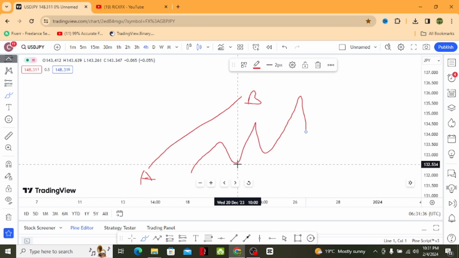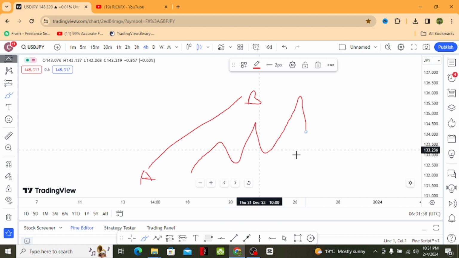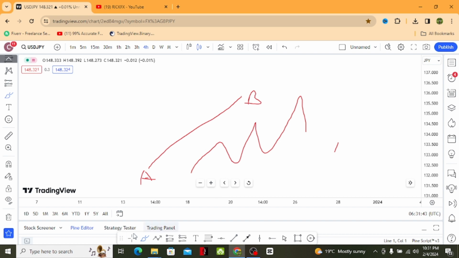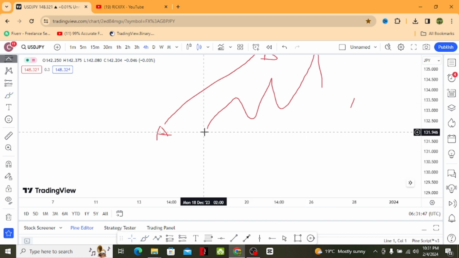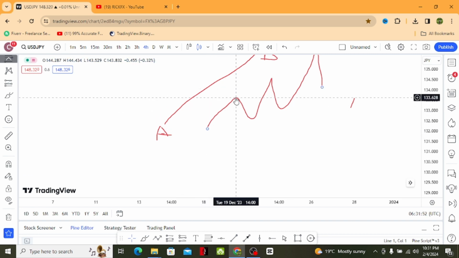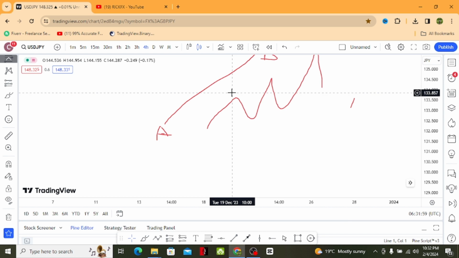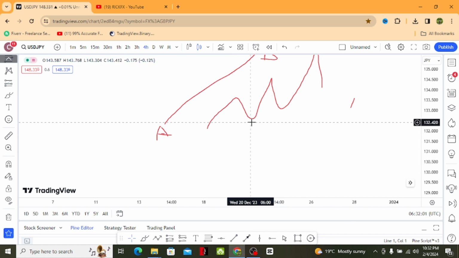Let me use this as point A. Okay, this is our point A. So the market is going to move to point B and start coming down to C to give us another point. We call this point C. This is A, this is B, and this is C. So how do we capitalize on taking a trade from point C? That is where we use our Fibonacci retracement tool.